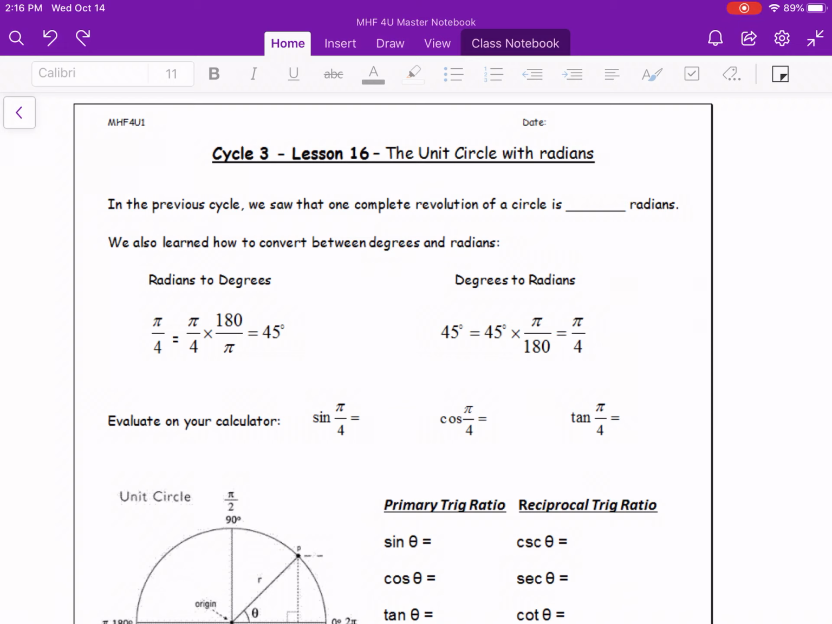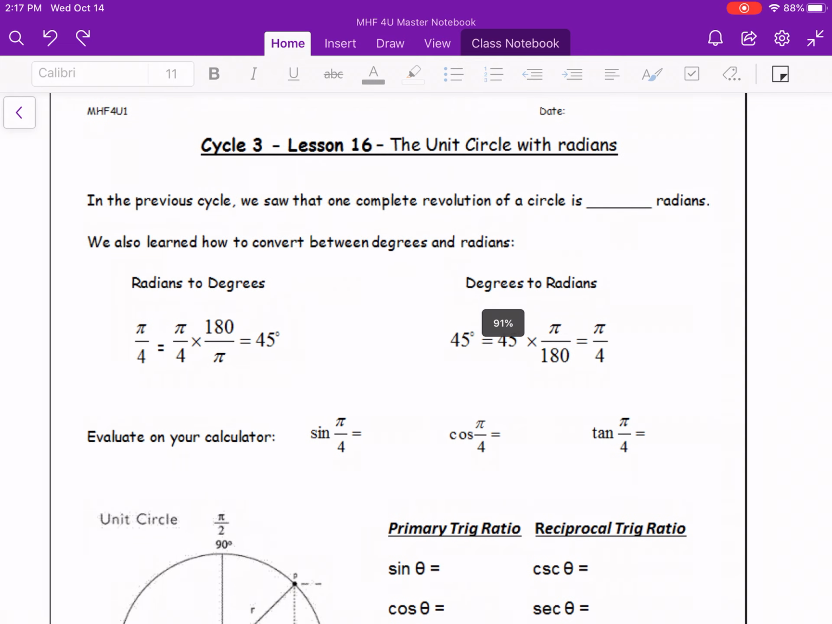In this lesson, lesson 16 of cycle 3, we're going to revisit trigonometry. And since we're going to be doing a lot of work with equations of trig functions, it's in our best interest to make sure that we review a few things first that we've hopefully learned either earlier in this course or else in previous courses. So let's just get to it.